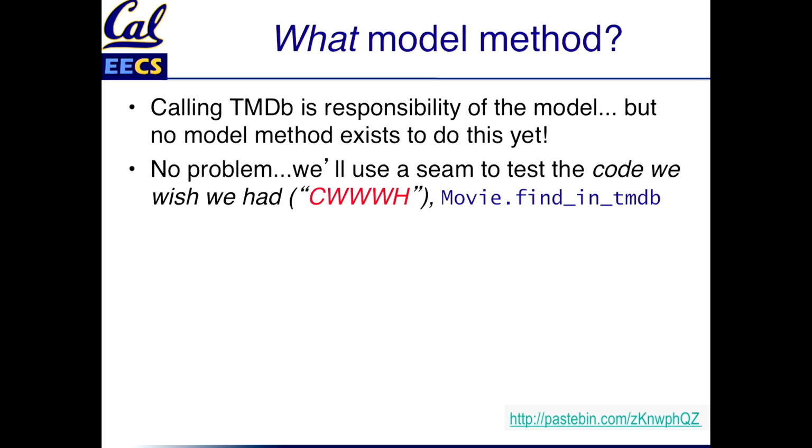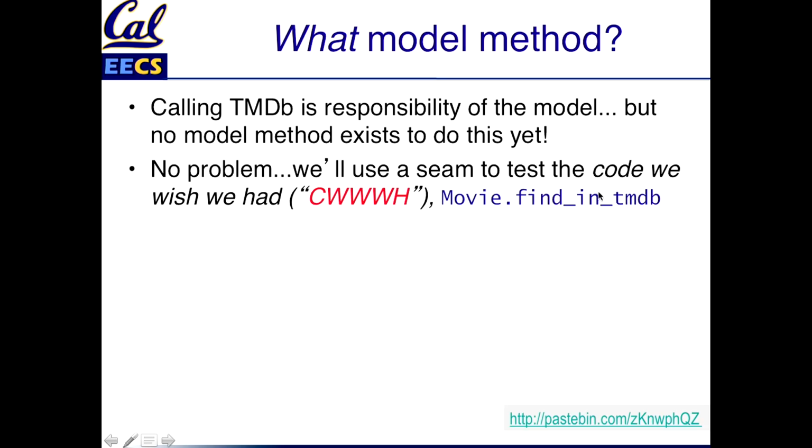And we will use a seam. A seam is a really important concept, and it's basically a place where we can change the behavior of our app without changing source code. We're going to come back to this and talk separately about it. But we're going to insert a seam that allows us to test the code we wish we had, even though that code isn't there yet.